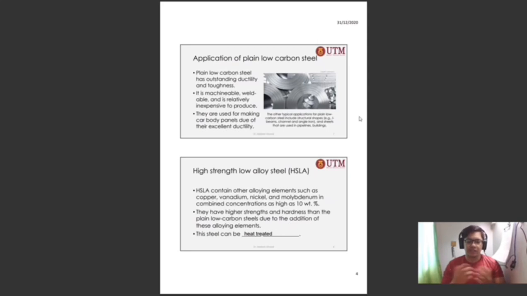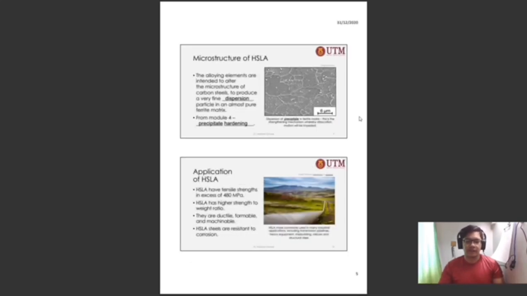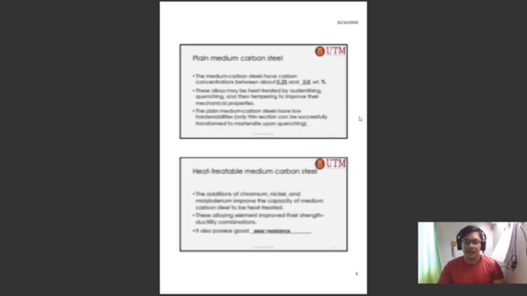The microstructure of HSLA steel consists of ferrite and pearlite matrix with alloying elements precipitates dispersed throughout. This unique structure provides its excellent strength and formability.